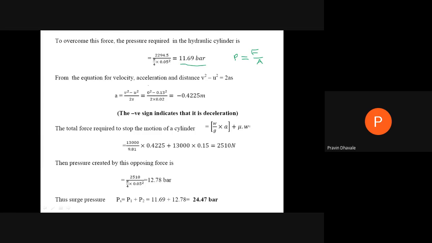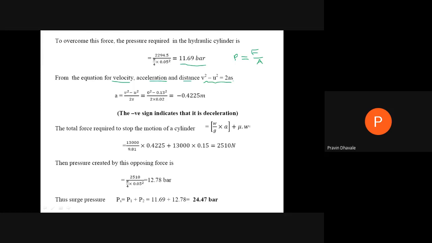Also, there will be one equation which correlates velocity, acceleration, and distance, and that equation is given by this formula: V square minus U square is equal to 2AS. Final velocity, initial velocity, 2 into acceleration into distance covered. S is the distance covered.